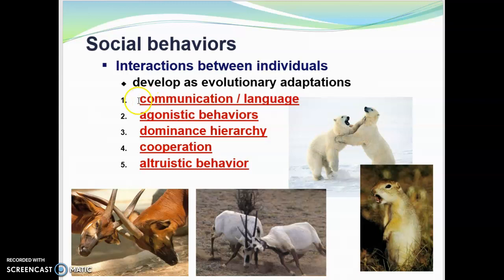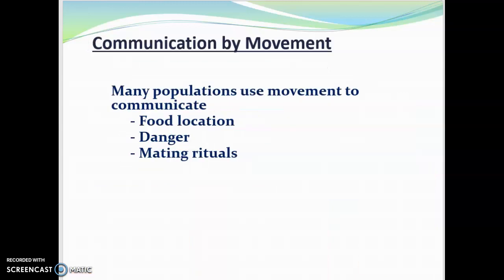So the first we're going to talk about is communication language. 2, agonistic behaviors, and then 3, dominance hierarchy, 4, cooperation, and then 5, altruistic behavior. So let's go through the first one. We're going to talk about communication by movement.